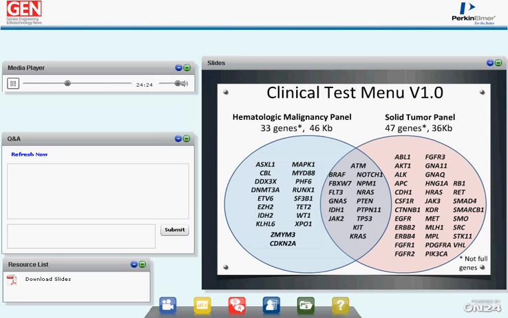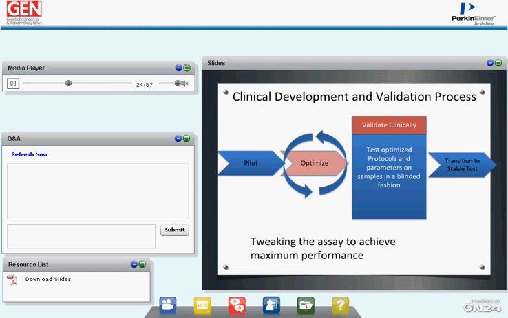So this was our menu. After just looking at the different panels that were available, we decided to build a custom heme malignancy panel composed of 33 genes, specifically looking at AML, where genes such as ASXL1 and TET2 are important in the prognosis. And as you can see, those genes are not present on the solid tumor panel that we were using. And this solid tumor panel is an off-the-shelf solution developed by Illumina with nearly identical content to the AmpliSeq cancer panel. So after ending the piloting phase and locking down that assay, we moved into optimization, where we asked the question, how do we tweak these assays to achieve the maximum performance?